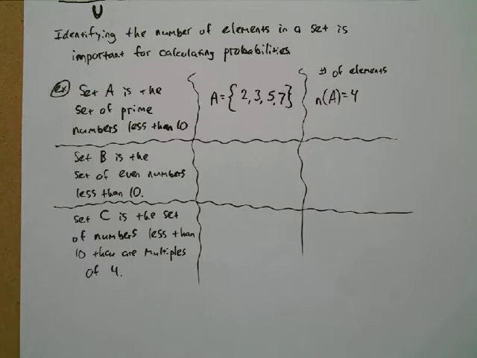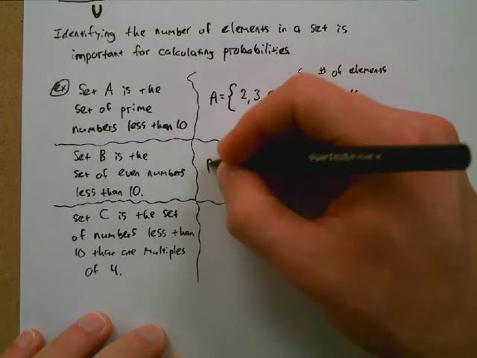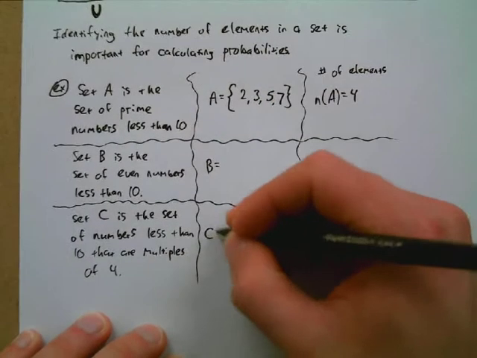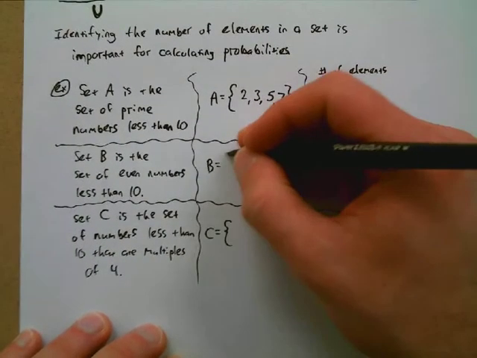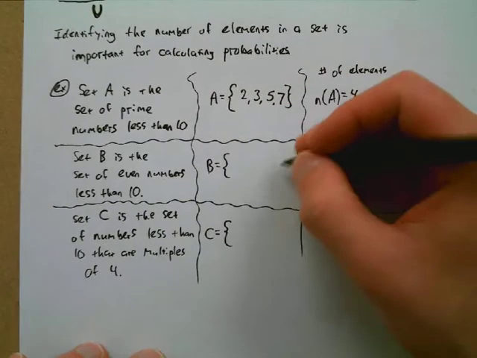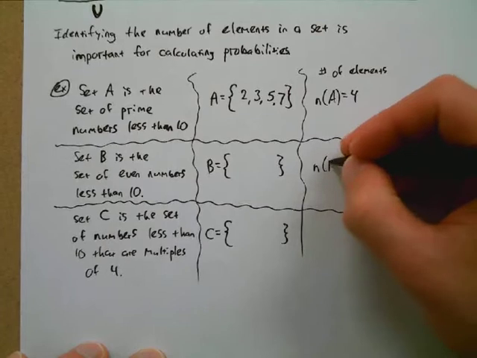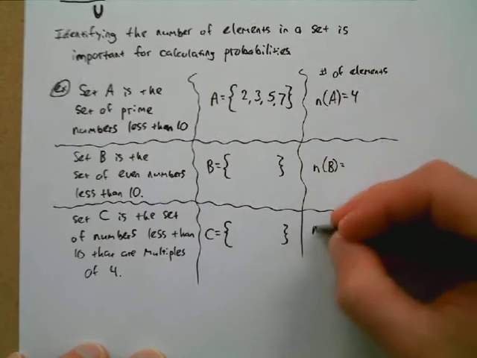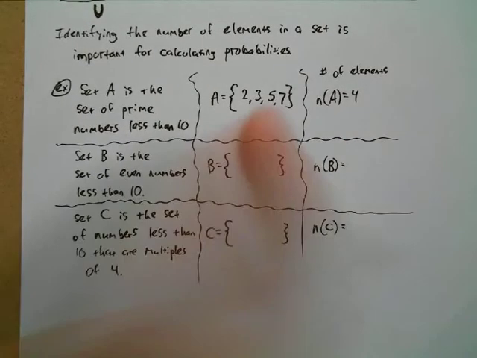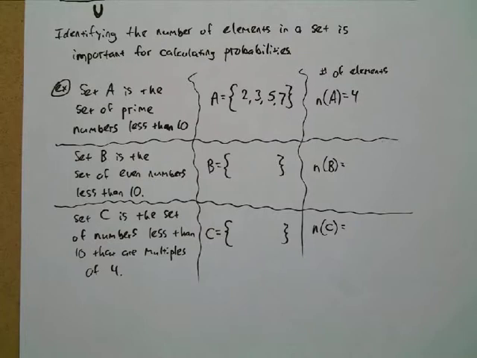Go ahead and write those sets out. Write out what B is going to be. Write out what C is going to be. And then give me the number of elements in B and the number of elements in C. Then we'll talk about a few more things with the sets, and then we'll also get into the probability here.